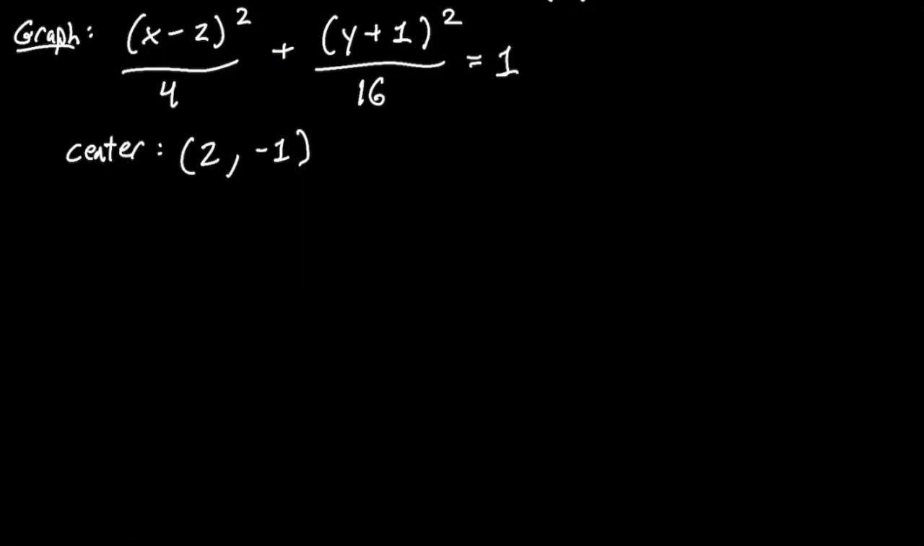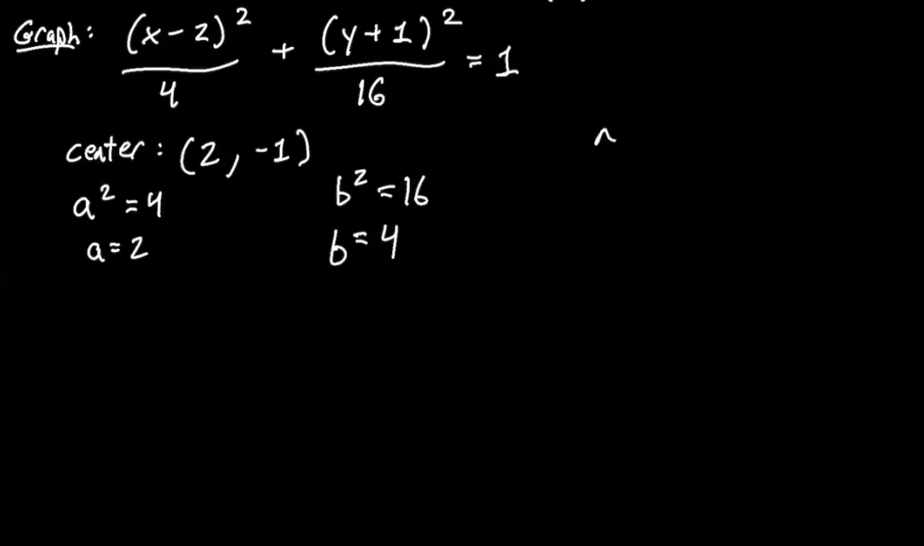We can also identify the x radius. We know that a squared is the number that we see down here. So a squared equals 4. So our x radius is 2. The y radius squared is what we see down here. B squared is 16. So b is 4. And we're only looking at the positive square root because the radius is a distance, so just a positive number. So we have our two radii.